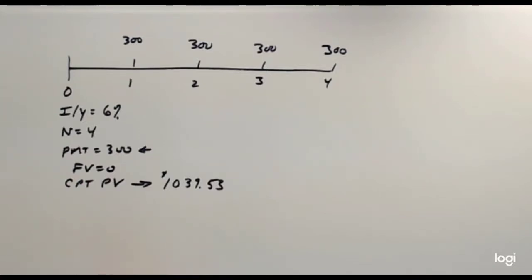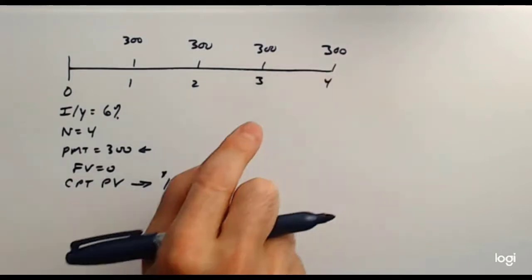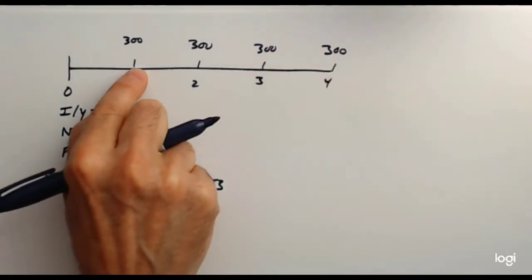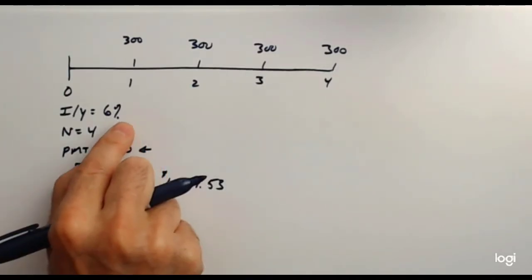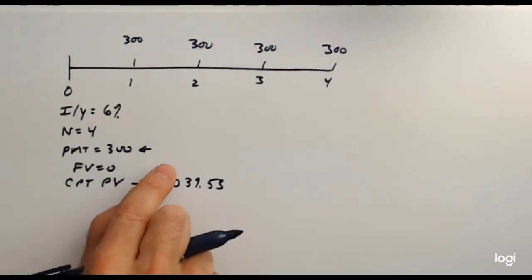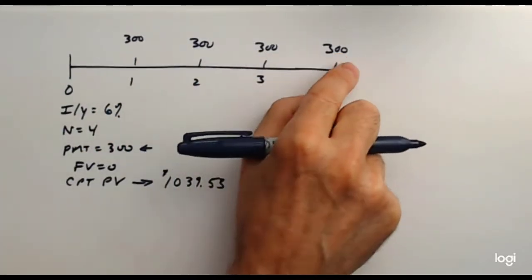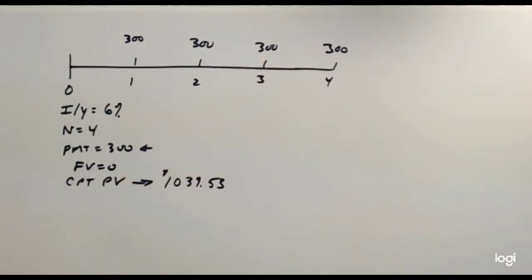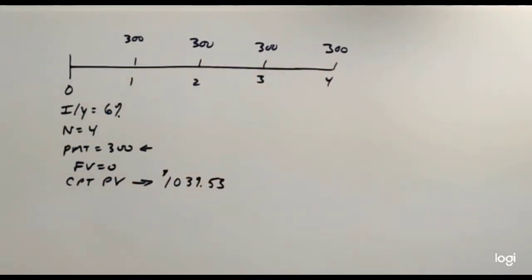So how do you interpret that? Well, if you wanted to buy an annuity where you get $300 back for each of 4 years, starting 1 year from now, you would pay $1,039.53, provided that interest rates are 6%. So that's how you look at it. This is an investment. This is how much you'd pay for this investment that pays this amount. You'd pay almost $1,040 for this, and you'd be getting a total of $1,200 worth of cash flow.